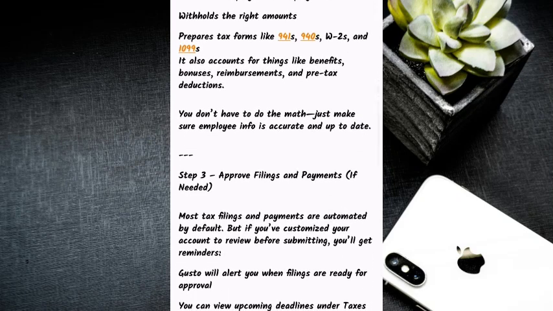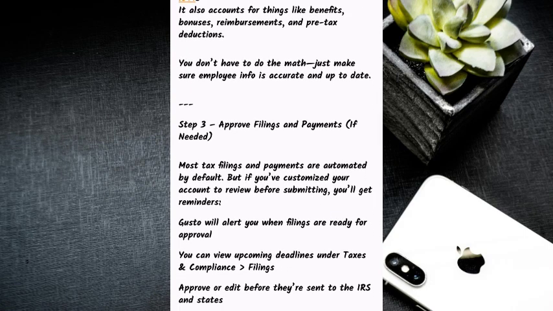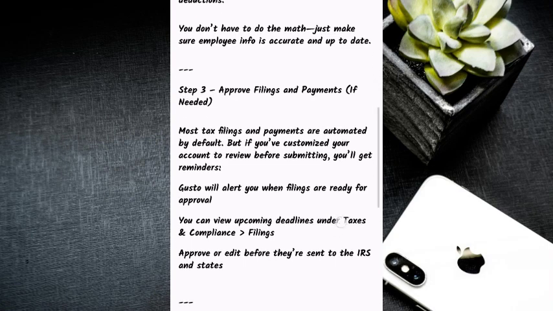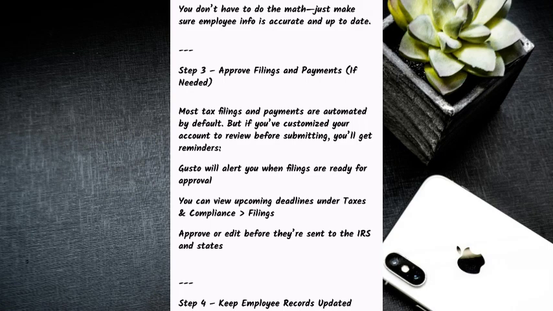Step 3, approve filings and payments. Now most tax filings and payments are automated by default, but if you've customized your account to review before submitting, you'll get reminders. Gusto is going to alert you when filings are ready for approvals. You can view upcoming deadlines under tax and compliance and then look for filings. Now you can approve or edit before they are sent to the IRS and states.